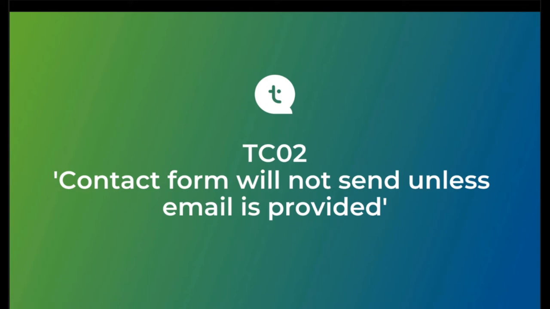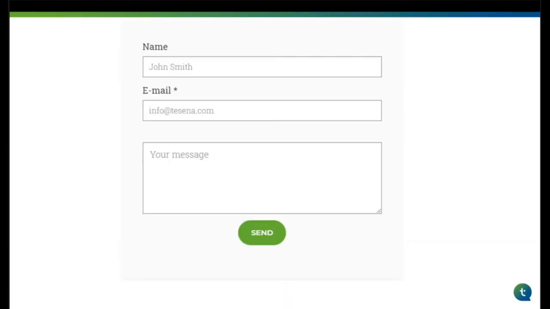I personally would not write the tests on a production project in this way, but I would use page object patterns and so on, so it would look different. So for test case number two, we want to verify that the contact form will not send unless the email is provided, which means we have this form. And if we fill the name and the message and click the send button, the form will not send because the email is missing, since it's mandatory.